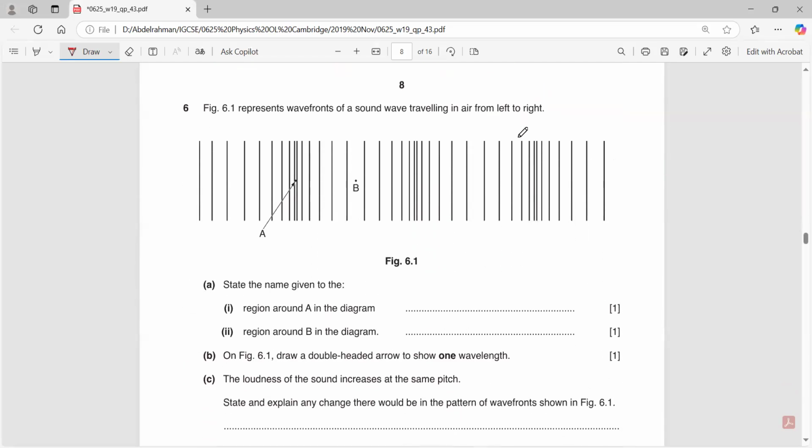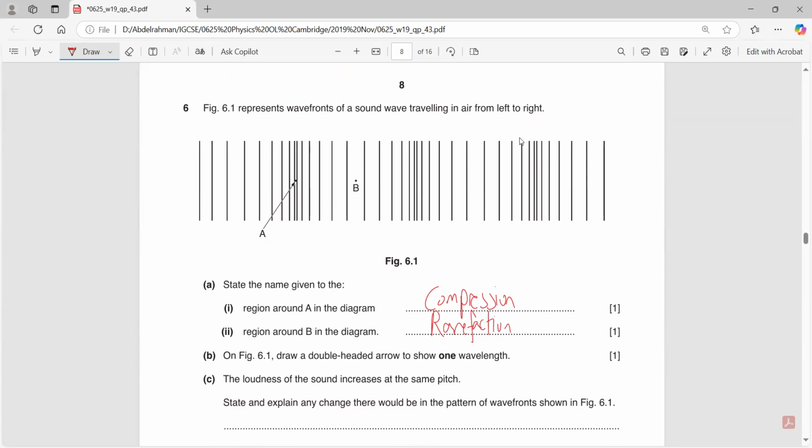Figure 6.1 represents wave fronts. State the name, region A and in region B. Region A is a compression. What about region B? Rarefaction. Draw a double-headed arrow to show one wavelength.